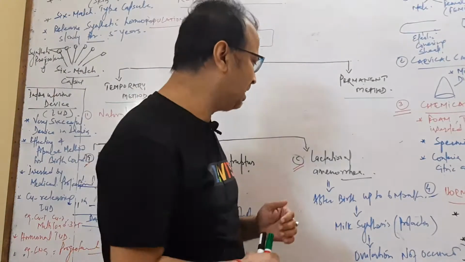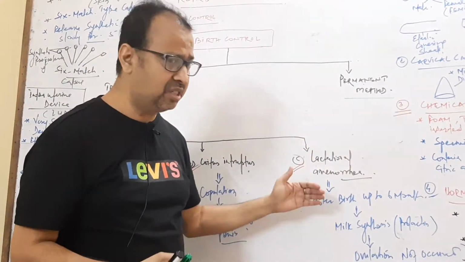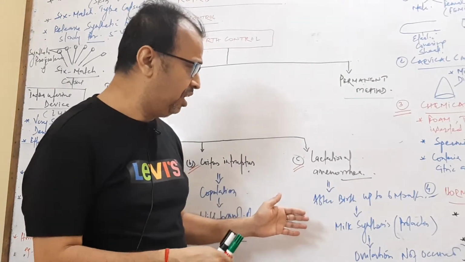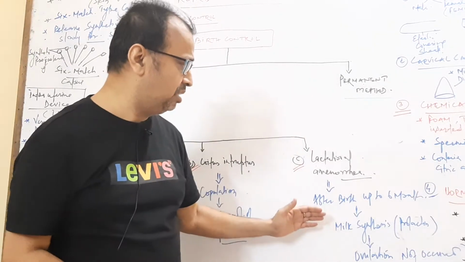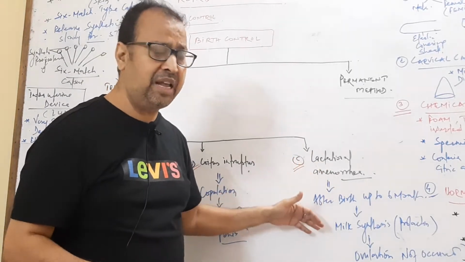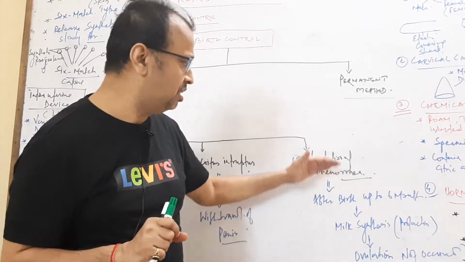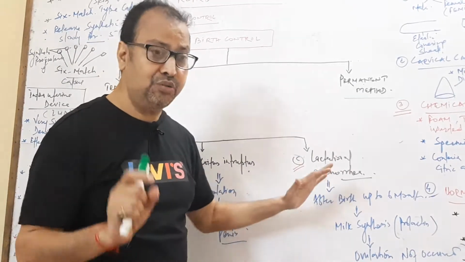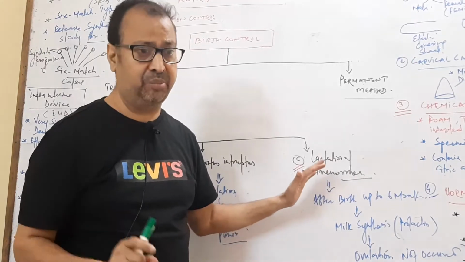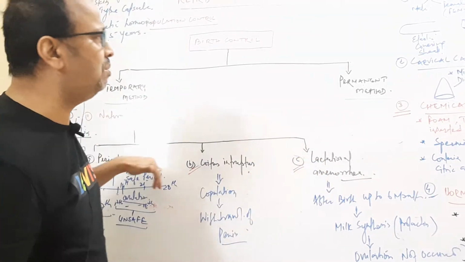And the third one is lactational amenorrhea. After delivering the baby, during the parturition process and up to 6 months after delivery, milk synthesis takes place under the influence of prolactin. So there is no ovulation. This is the method. It works up to 4 to 6 months after parturition. So this is the natural method.